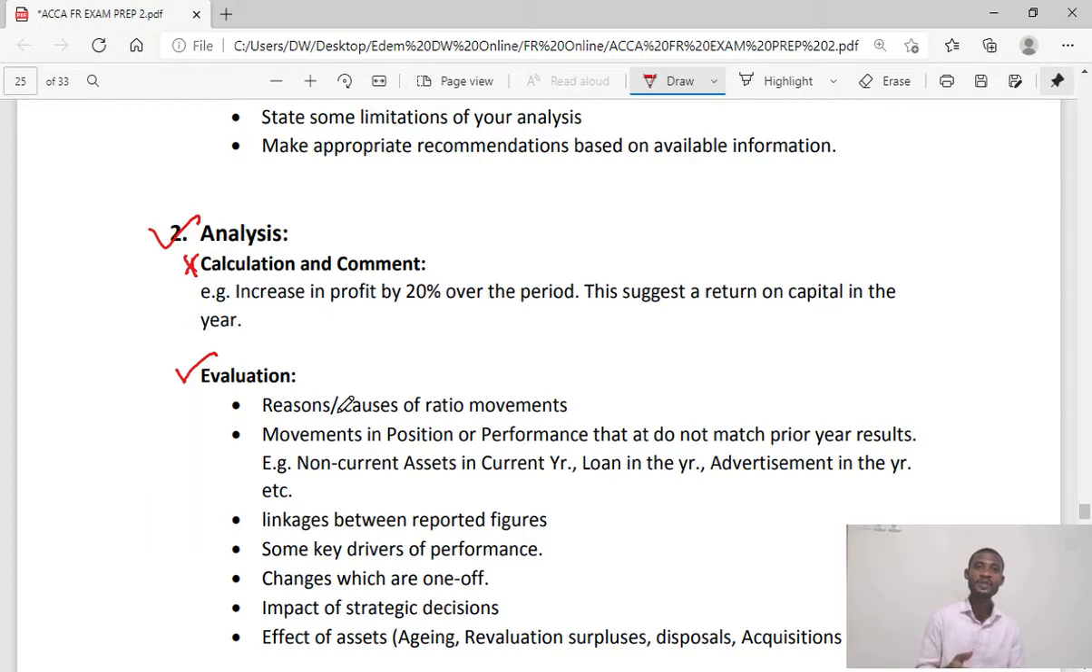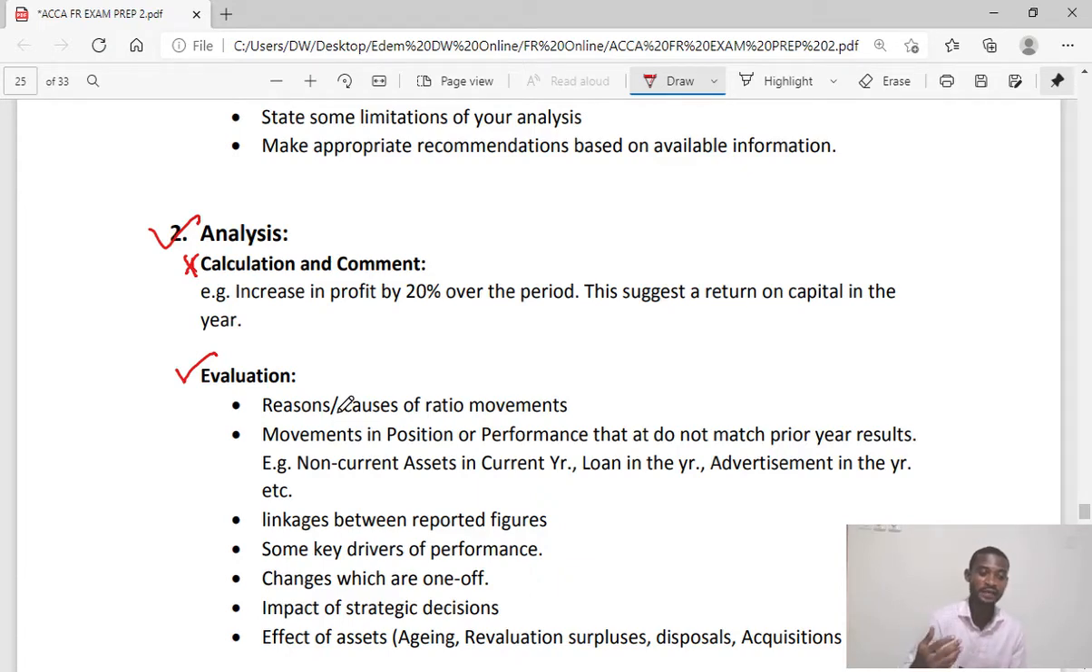So what has caused the decrease in admin? Is it that they introduced a new operational process and that has led to efficiency? That should come in your analysis. Or it is a group where they have disposed of a subsidiary during the year. And because they have disposed of the subsidiary during the year, it has led to a significant reduction in admin expenses. So you are picking out reasons why the ratios have changed in a certain direction.